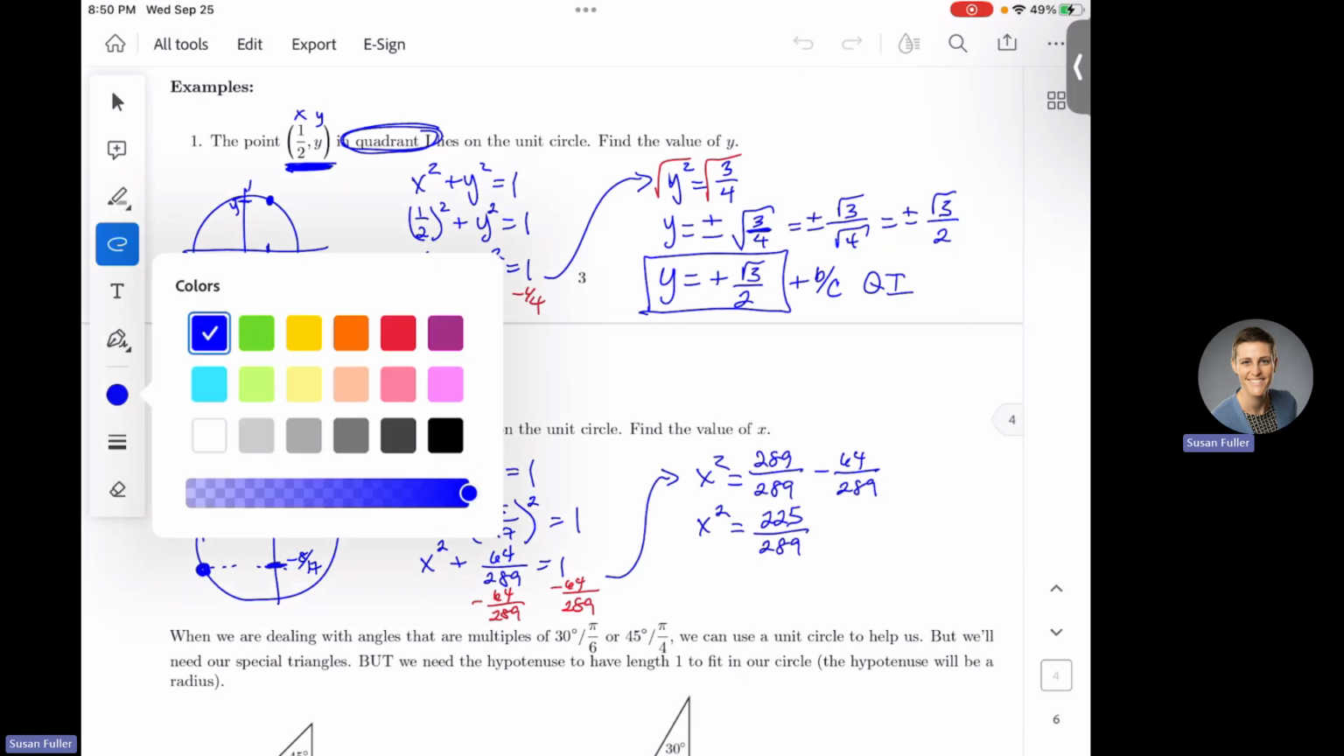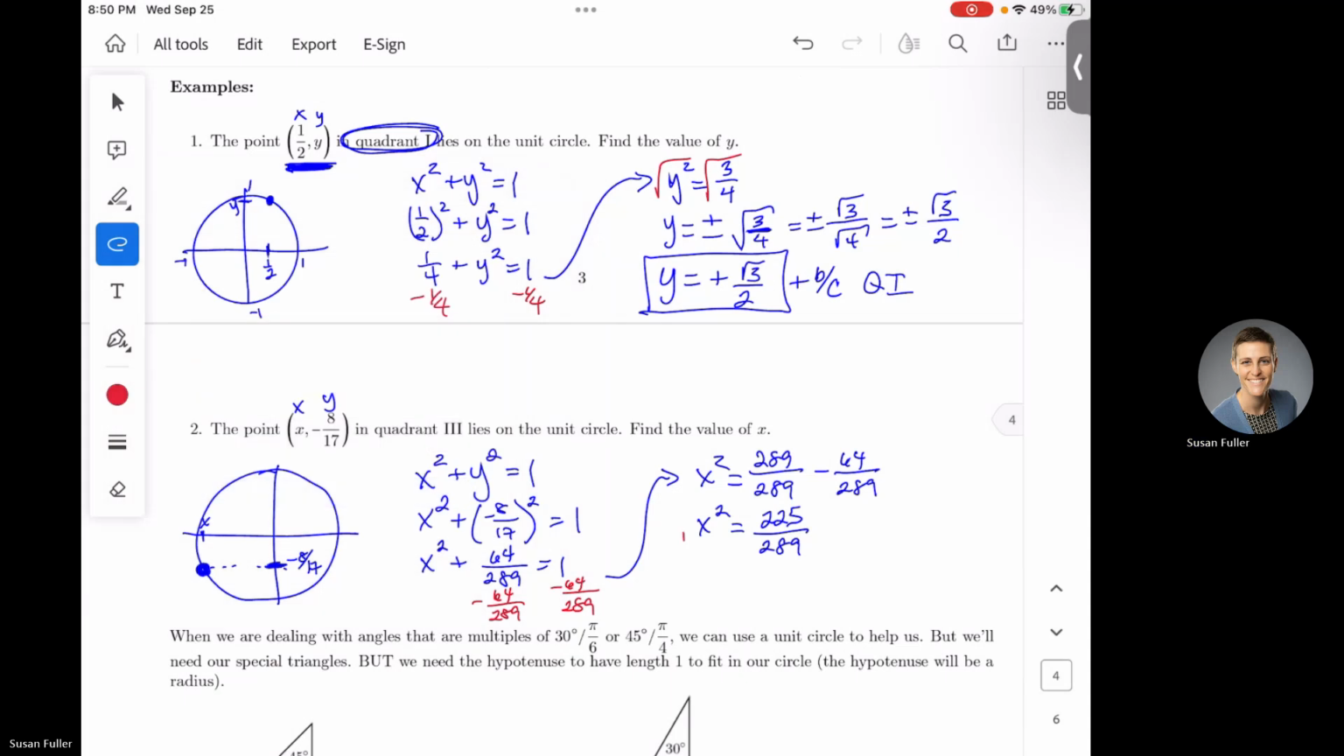And then how do we solve this for x? Yep, you're right. Take the square root. And so that means x is going to be plus or minus, don't forget it, the square root of 225 over the square root of 289. You are going to use your handy dandy TI-30X2S, and you'll find that the square root of 225 is 15, and the square root of 289 is 17. So that means x is going to be either positive 15/17 or negative 15/17.